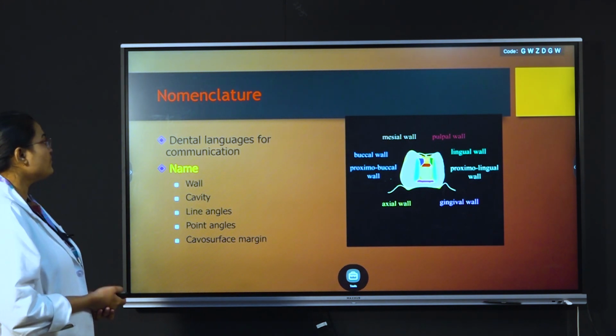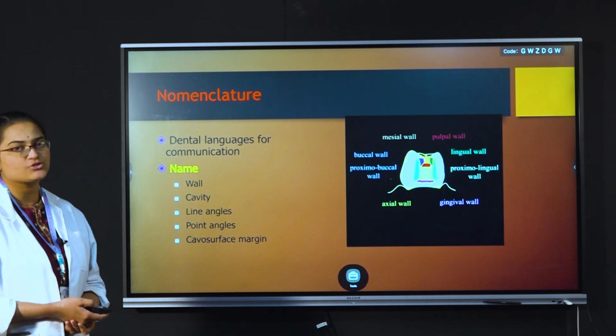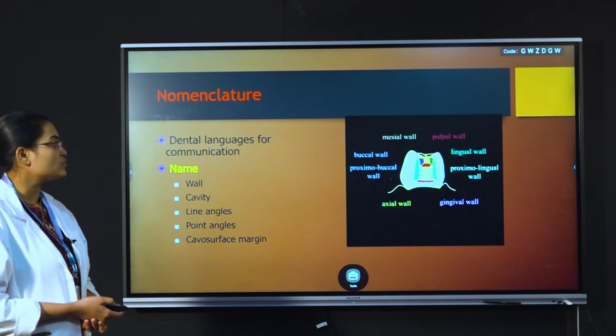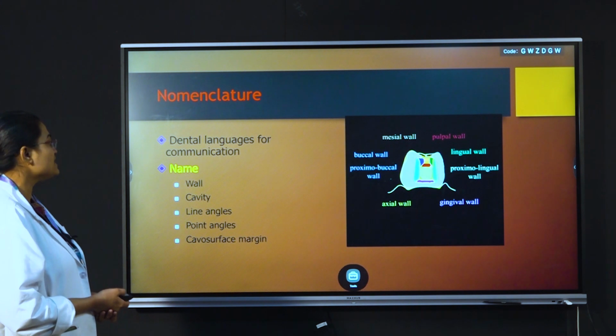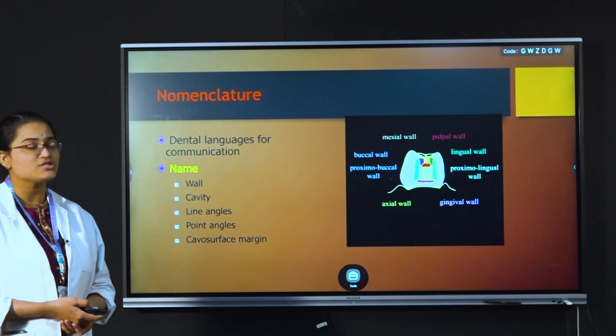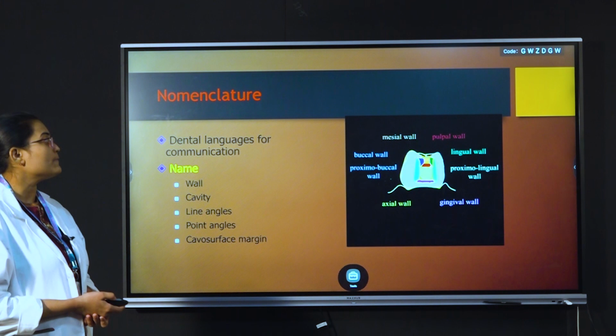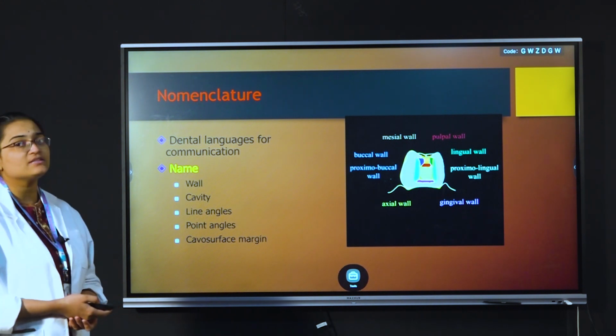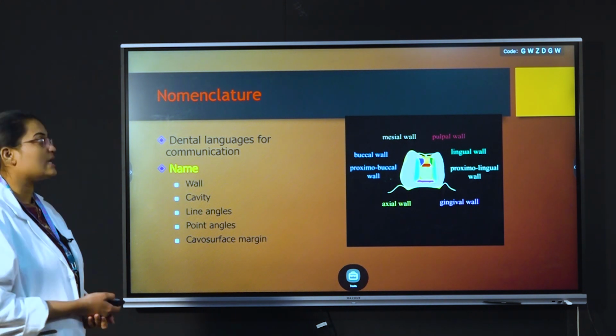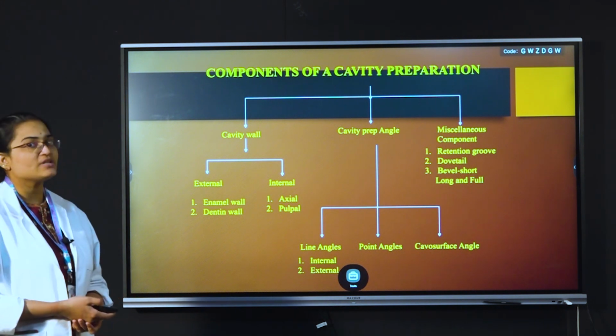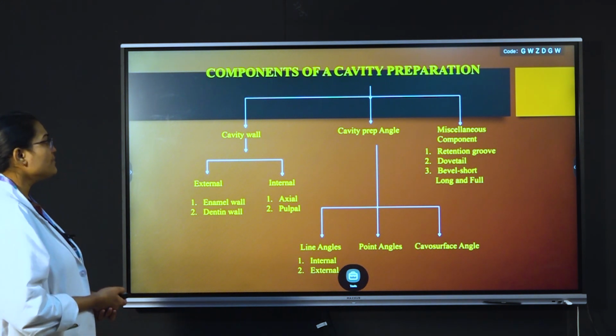Coming to the nomenclature, as we already discussed, all the walls in the cavity preparation are already named, and you always use dental language for communication, not like a layman. So we use language like walls, cavities, line angles, cavosurface margins, bevels, point angles, and each wall is communicated in the same way with everyone using the dental language.